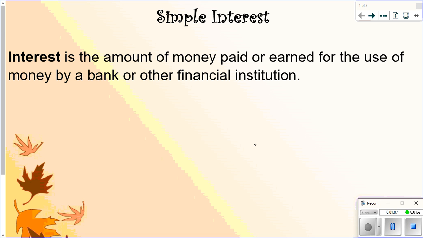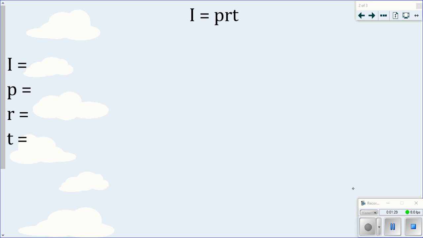Now, simple interest is exactly that. It's simple. It's not what is used by the banking system. What's used by the banking system is compound interest. But in order to understand the idea of interest, we first talk about what's called simple interest, and then later on you'll learn about what compound interest is. So let's look at how to find out what simple interest is.